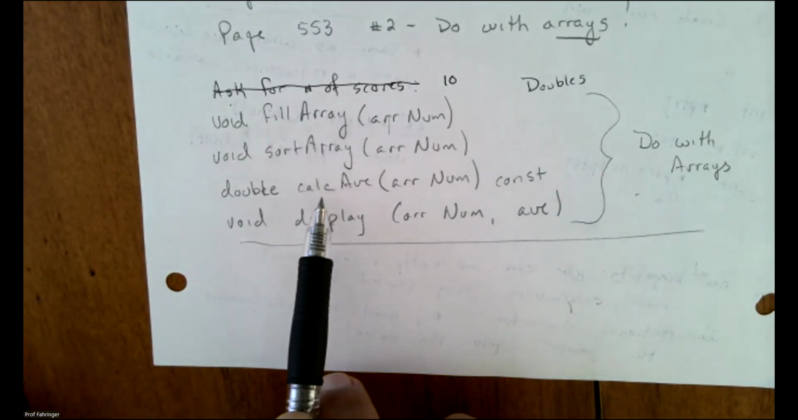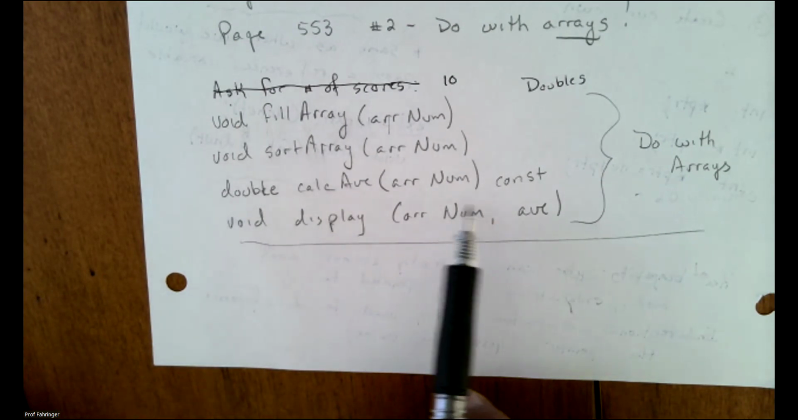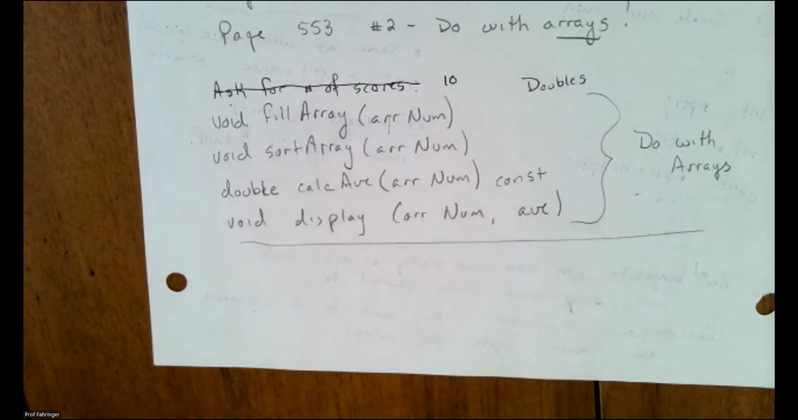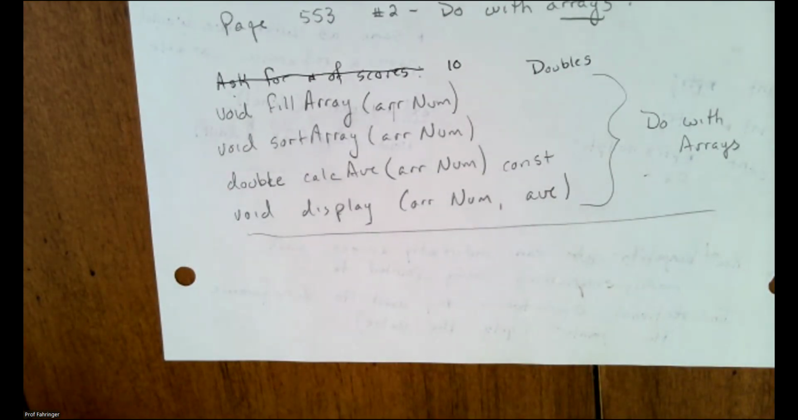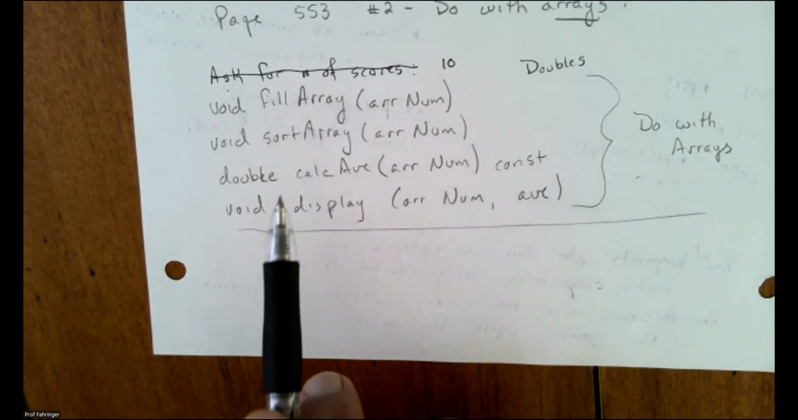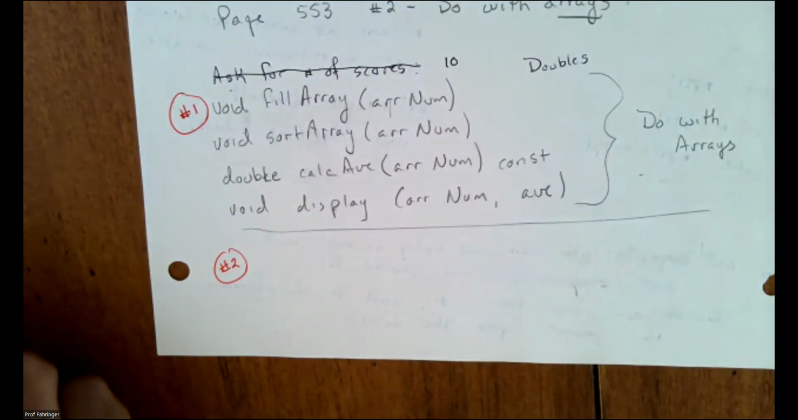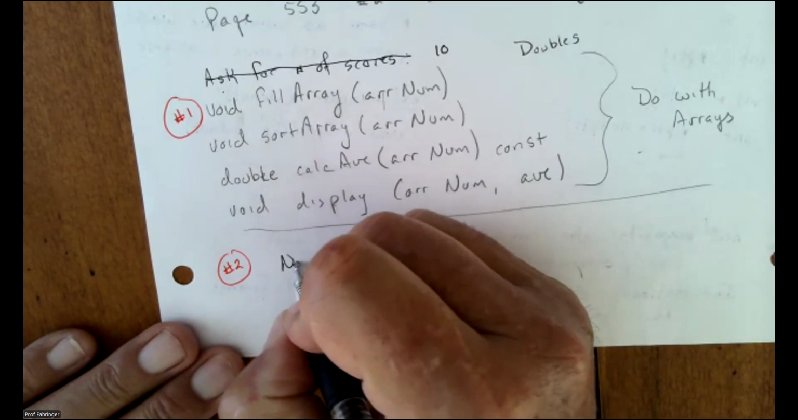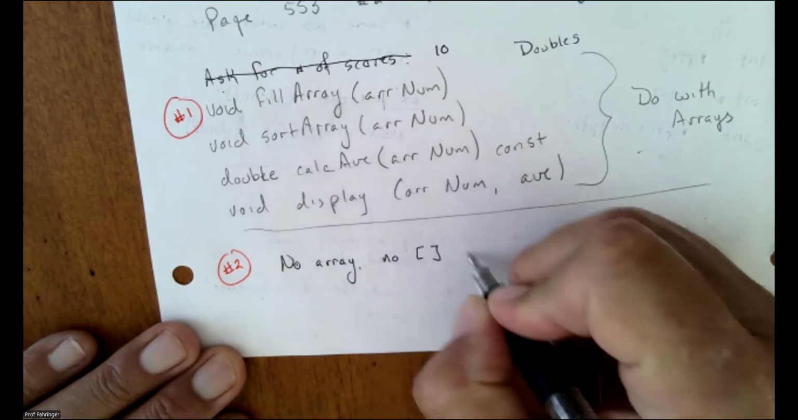Calculate the average stored in a double, and then display the array and display the average. Not too bad, right? Well, what I want you to do today is write this program with arrays and then save it. And then I want you to redo this program, but instead of arrays. So number 1 is this, number 2 is this, and number 2 is no arrays, no square brackets for subscripts.